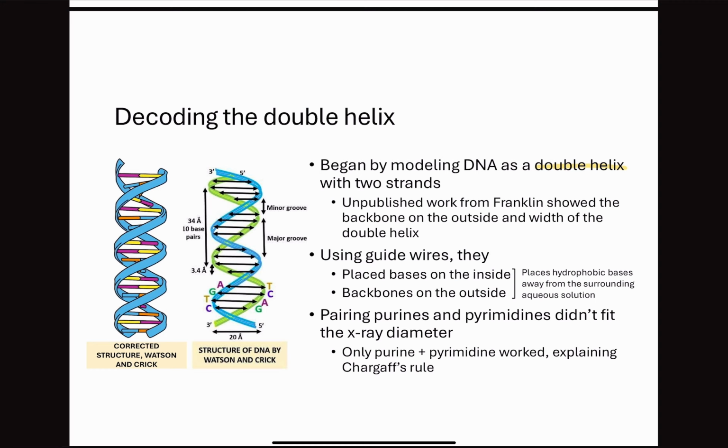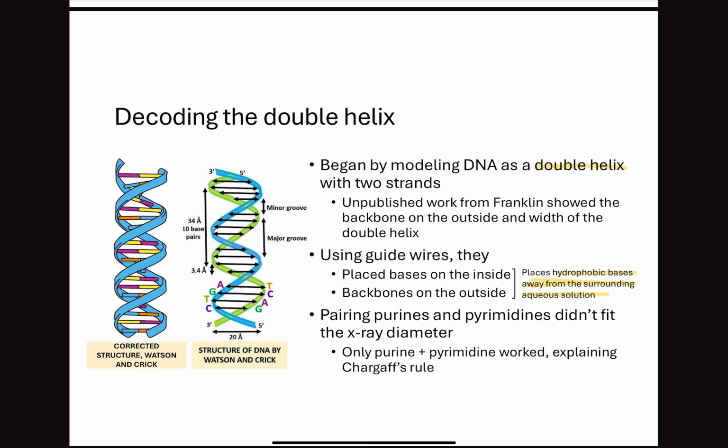Using molecular models made of wire, they placed the sugar phosphate chains on the outside and the nitrogenous bases on the inside of the double helix. What this arrangement did was it placed our relatively hydrophobic bases away from the surrounding aqueous solution. And in their model, the two sugar phosphate backbones were anti-parallel to each other, with the subunits running in opposite directions.